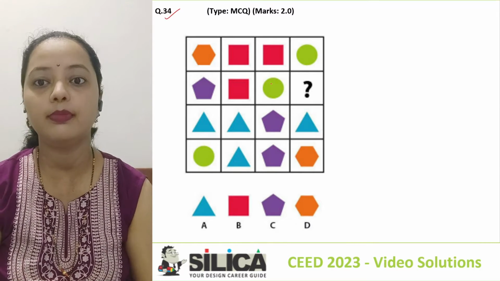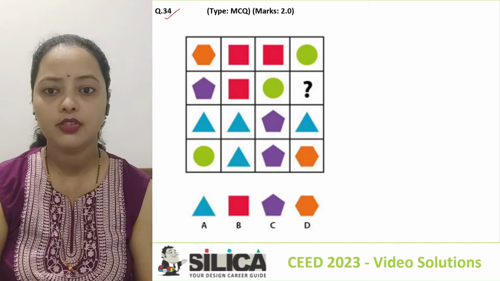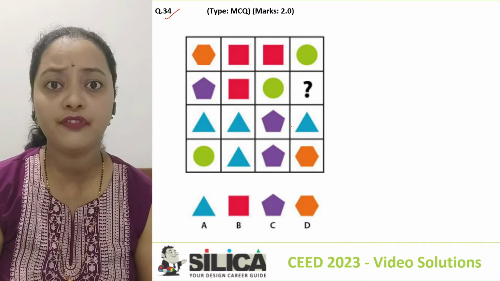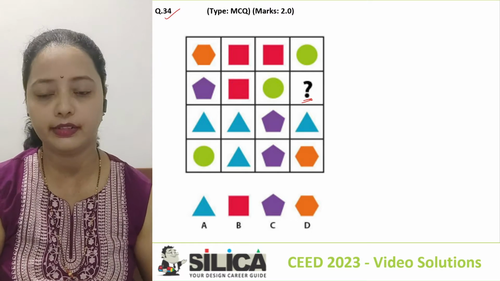So this is question number 34, an MCQ question. Let's see what it is saying. So you can see a complete box with different figures in it, right? We have to find the missing figure. So there has to be certain characteristics.